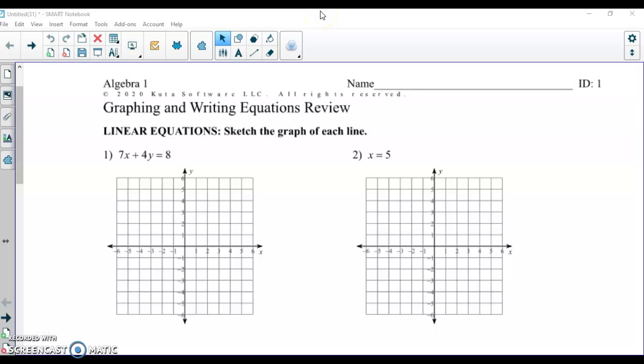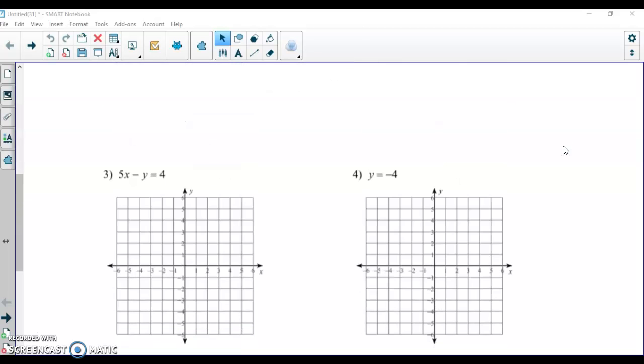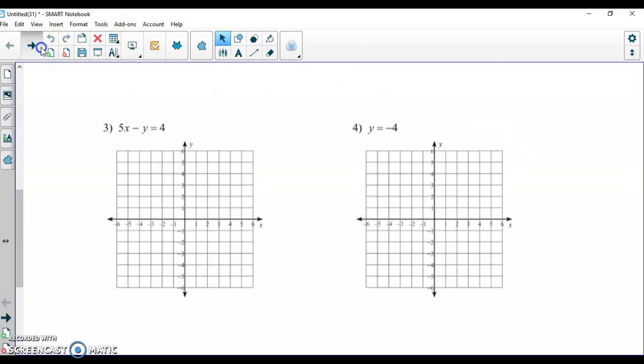Guys, today we are going to do some review of graphing equations in preparation for a project we're going to do. So the first section here is all linear equations, and I know that you recently reviewed a little bit of that. So as a reminder, you're going to put it into slope-intercept form and then go ahead and graph. So I'm going to have you do those on your own.